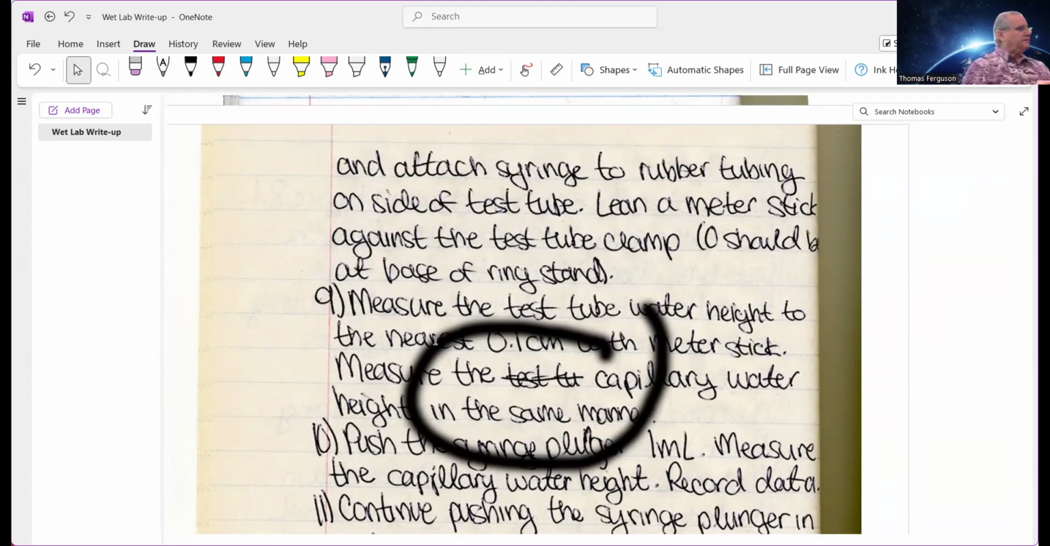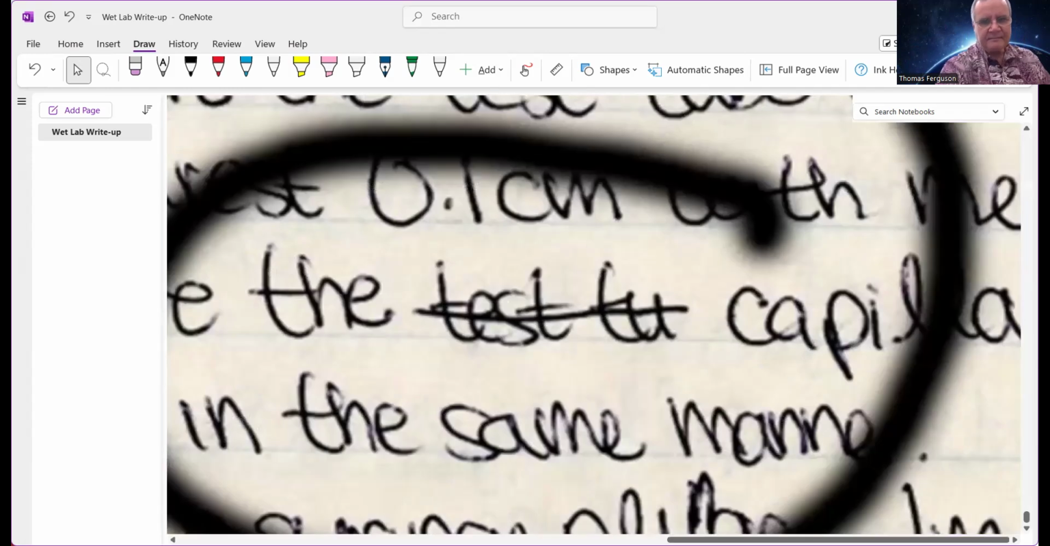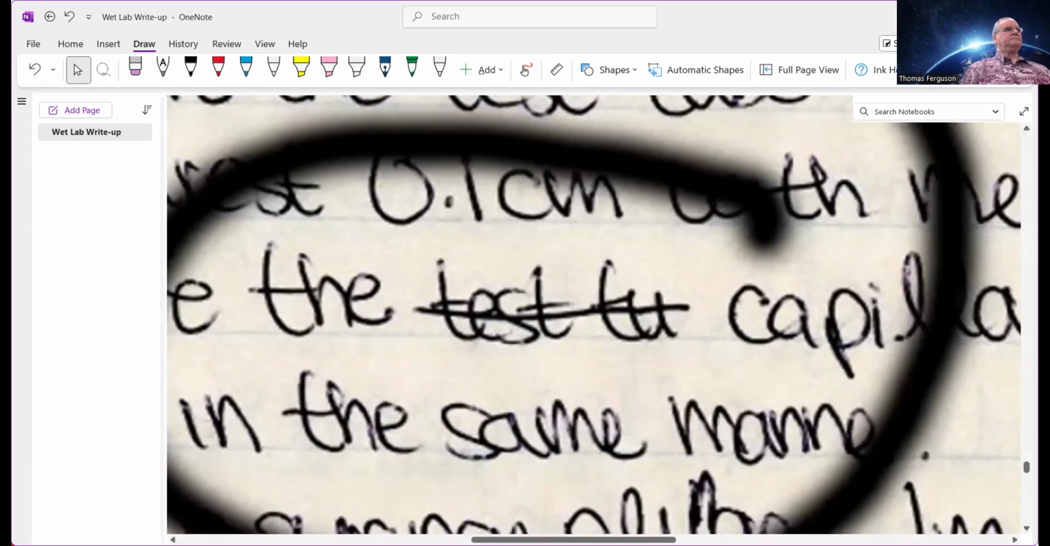Also, if you make an error, now the OCD folks in the audience here are going to want to use whiteout or erase it, whatever. No, no, no. I have to be able to see everything in your notebook, including errors. So if you white out your error, I won't know what it was. You put a simple line through it, like this, so I can read it.